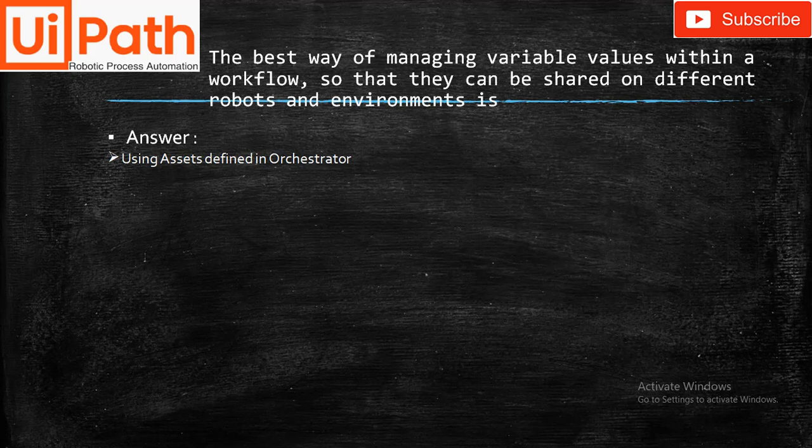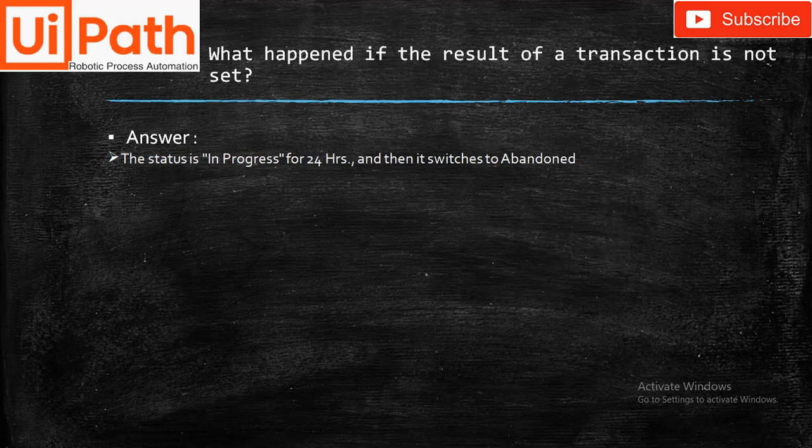The best way of managing variable values within a workflow so that they can be shared across different robots and environments is using assets defined in Orchestrator. What happens if the result of a transaction is not set? The status is in progress for 24 hours and then it switches to abandoned.